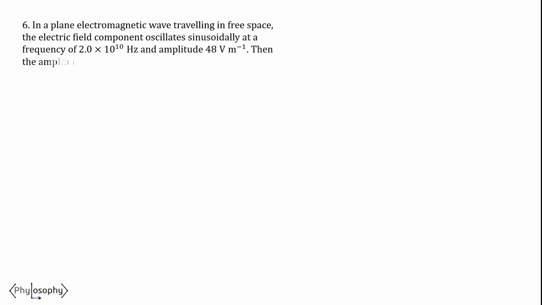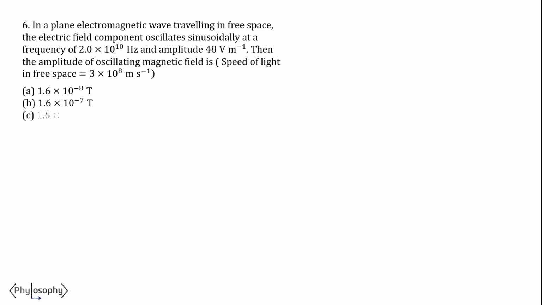In a plane electromagnetic wave traveling in free space, the electric field component oscillates sinusoidally at a frequency of 2 times 10 to the power 10 Hz and amplitude 48 volt per meter. Then the amplitude of oscillating magnetic field is, and it is given that speed of light in free space is 3 times 10 to the power 8 meter per second. And these are the four options.